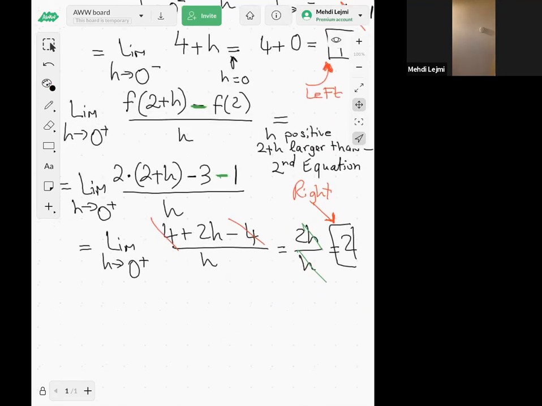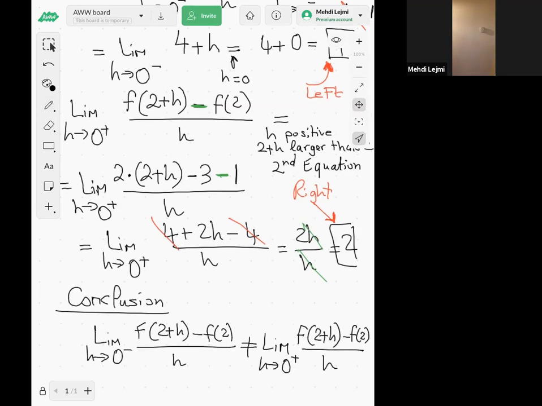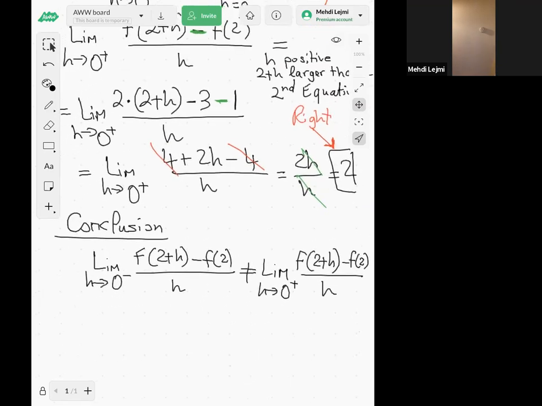So, conclusion. All right, so the limit of h going to zero minus of f of 2 plus h minus f of 2 over h. So this is the slope from the left. It's different from the slope from the right, h going to 0 plus, over h. So then this f prime of 2 does not exist.